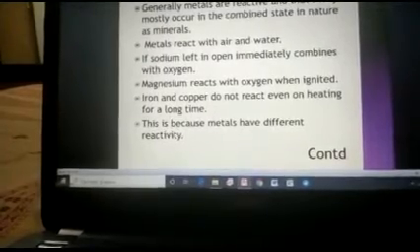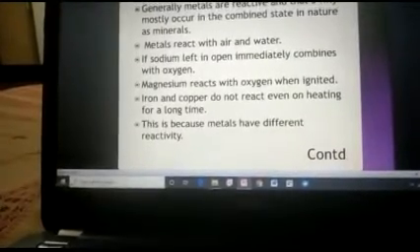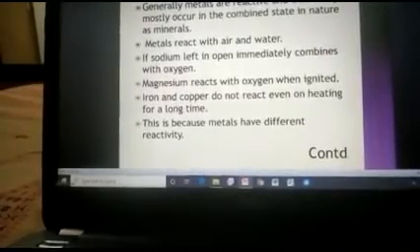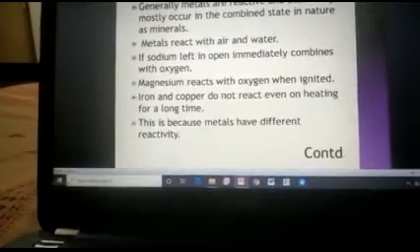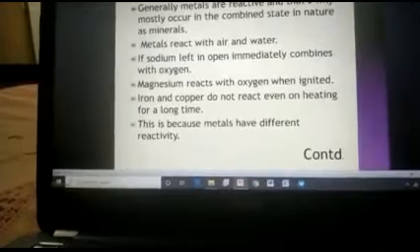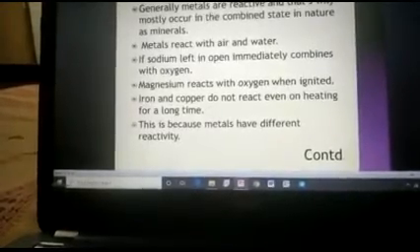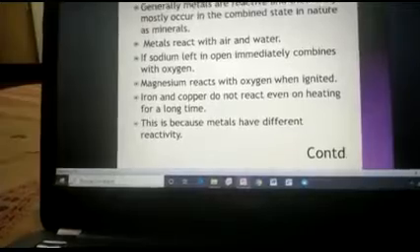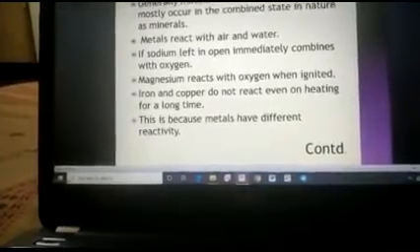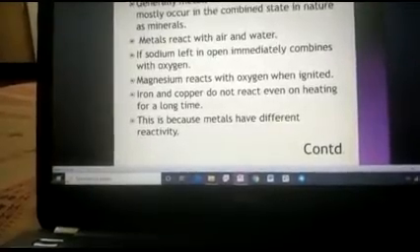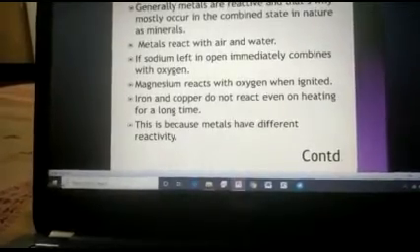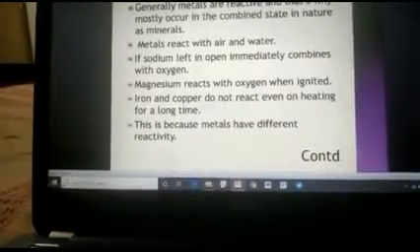If we are using iron grills and iron doors at our home, it doesn't happen that today I take one iron product and tomorrow I find that product corroded. No, it doesn't happen, because the reaction is slow and takes a lot of time. Maybe after 1 or 2 years that iron will become corroded. It means that is a slow reaction. Now, sodium left in the open immediately combines with oxygen.